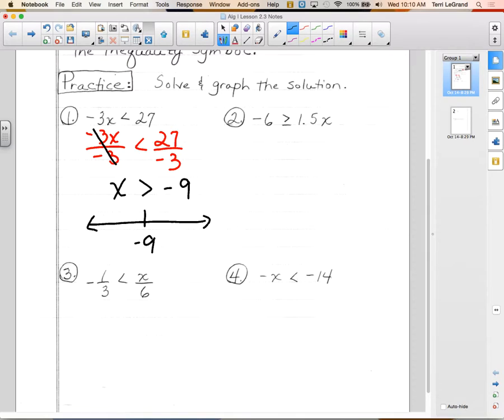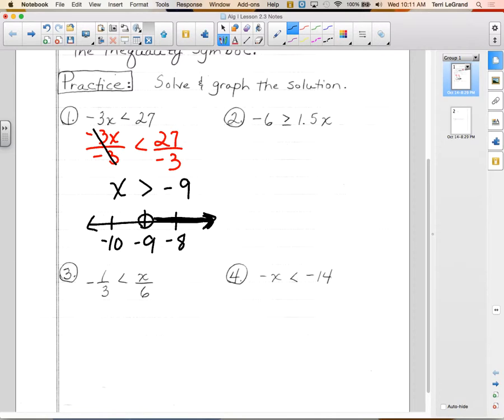What integer neighbor is closest to the left? Negative 10. What integer neighbor is closest to the right? Negative 8. What kind of a circle at negative 9? Unfilled, open, okay, and shaded to the right, because we need all the numbers that are greater than negative 9.